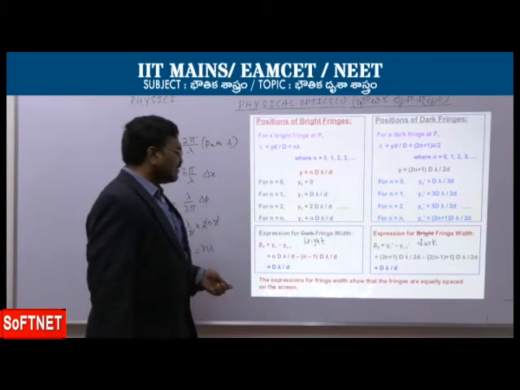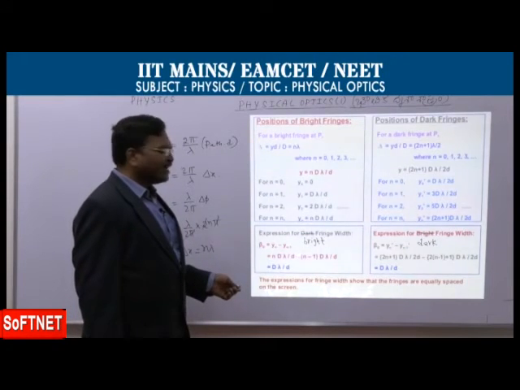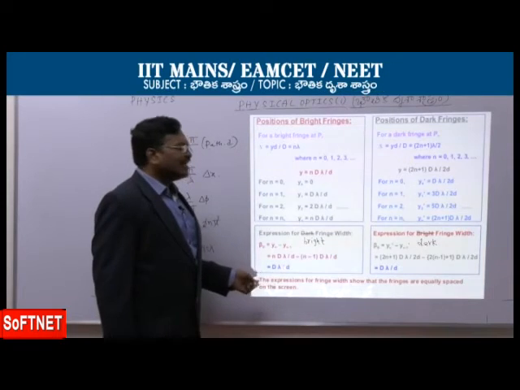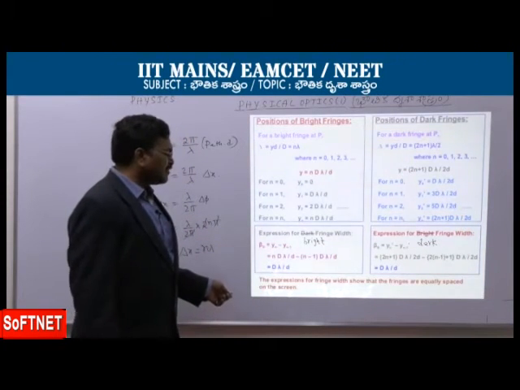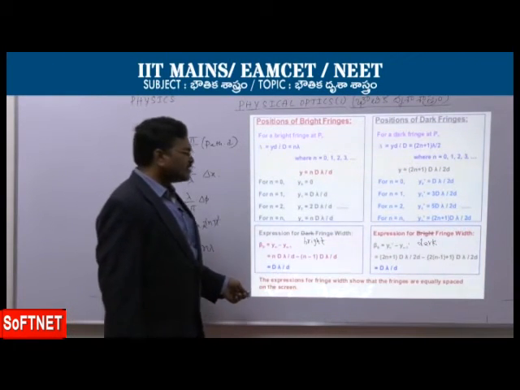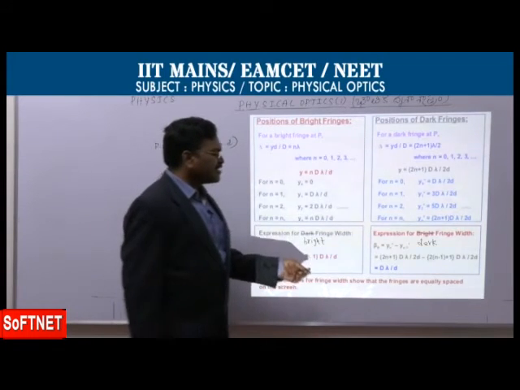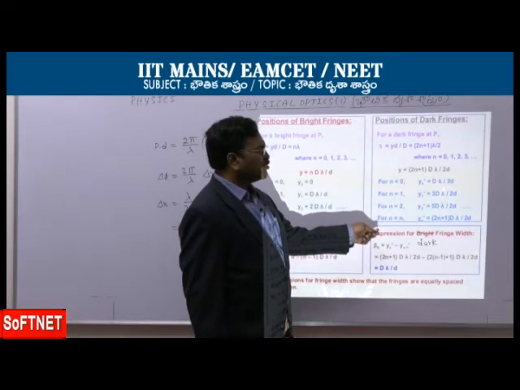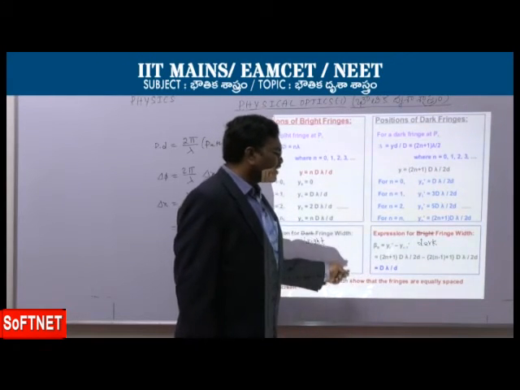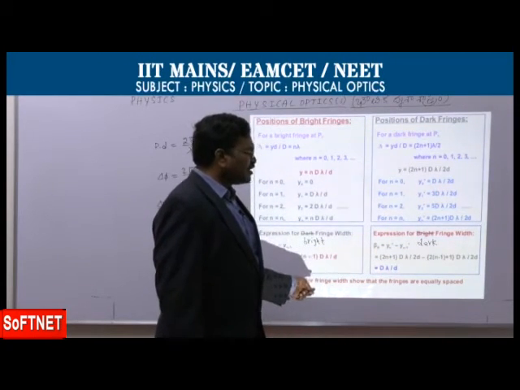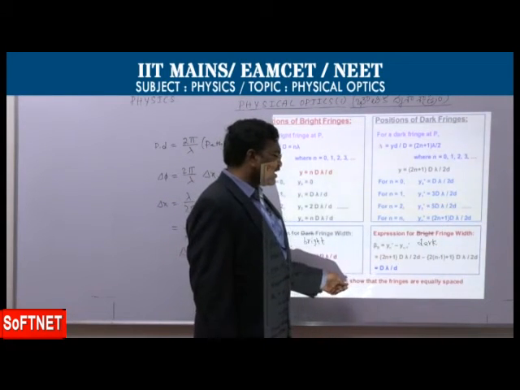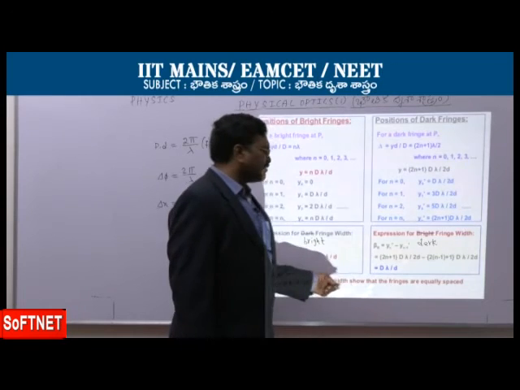For n, we calculate the difference between the nth band and the (n minus 1)th band. We are getting how much? Lambda D by d. What is D? D is the distance of the screen from the slits, lambda is the wavelength, and small d is the distance between the slits. For dark bands also, 3 minus 2, 3 minus 1, how much? 2, the 2 gets cancelled, lambda D by d. Like that, we calculate the (2n plus 1)th band and the (2n minus 1)th band, and we are getting lambda D by d.